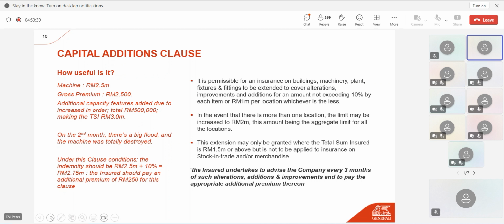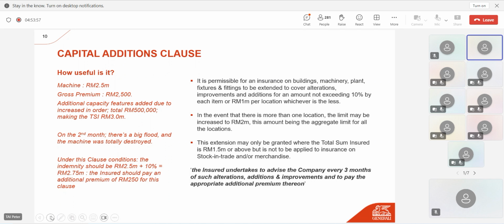So they lost 250,000. Your client will lose 250,000 if they do not have this capital addition clause. All right. So because they have this capital addition clause, after the loss, they just have to add another 250 ringgit. Then they can get 2.75 million.